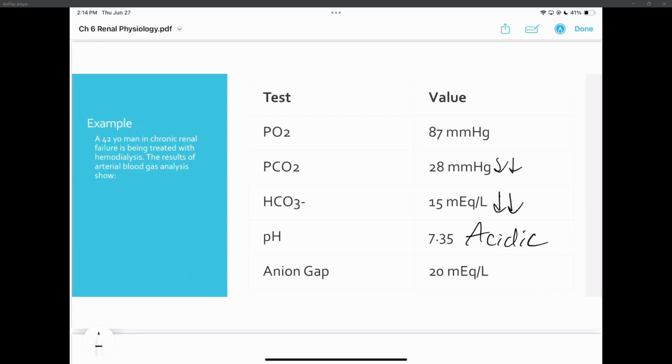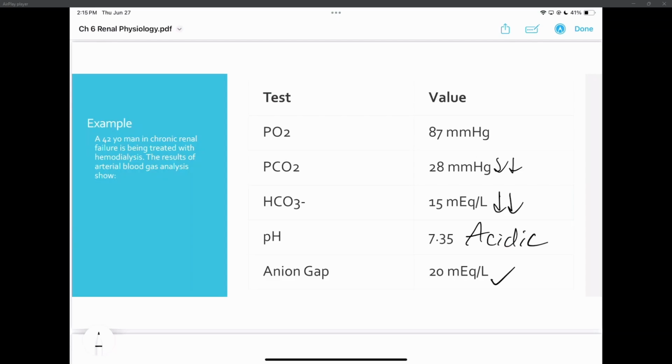Anion gap is normal. So, which one, the bicarb or the CO2, which goes along with the acidity? Bicarb. Okay? Why is the bicarb the cause with the acidity? Where's the bicarb going? Being used up, right, to try and buffer.